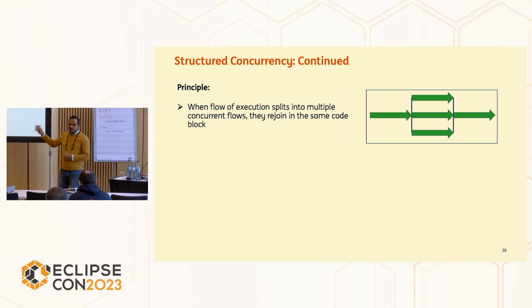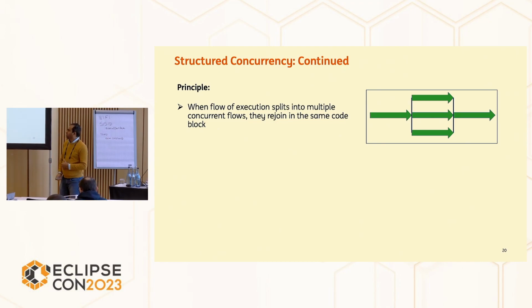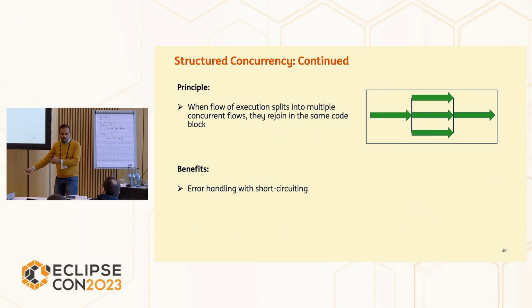Now, this brings in a lot of benefits, and we'll look at them one by one. So let's start with the first one, error handling with short circuiting. Here you have 3 subtasks, and you want all of them to be finished. But what if there is an error in one? You don't want to continue waiting for the other ones, right? So you immediately cancel them, and that is what short circuiting is. That is what structured concurrency provides you.